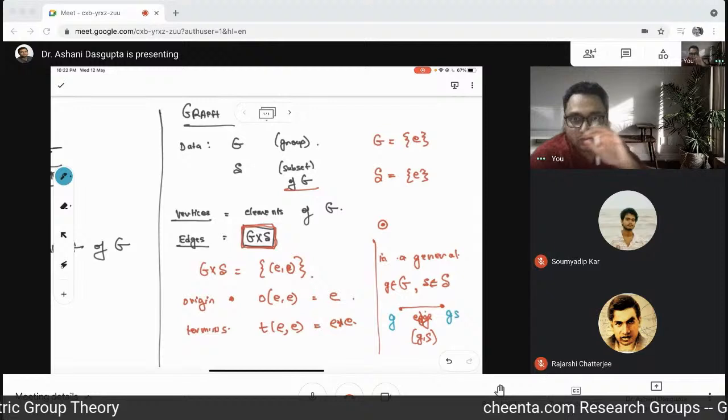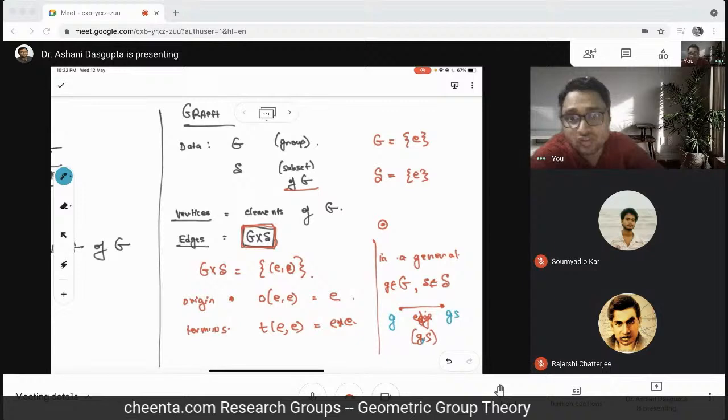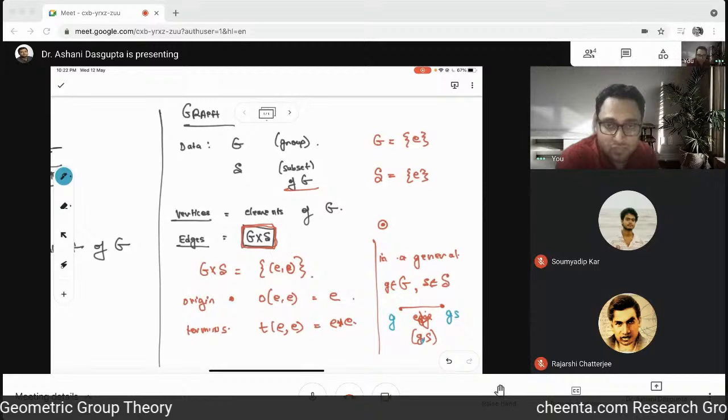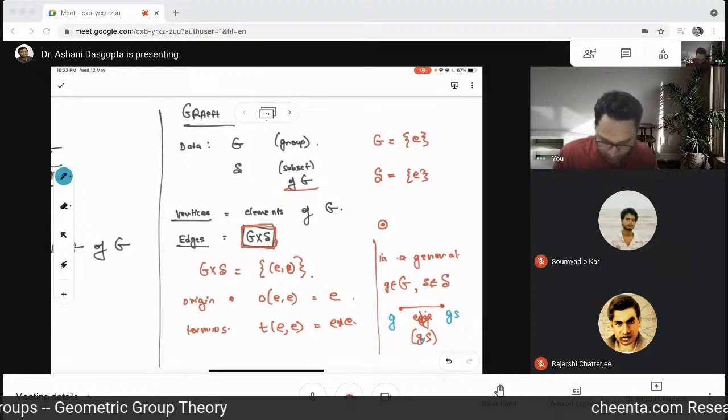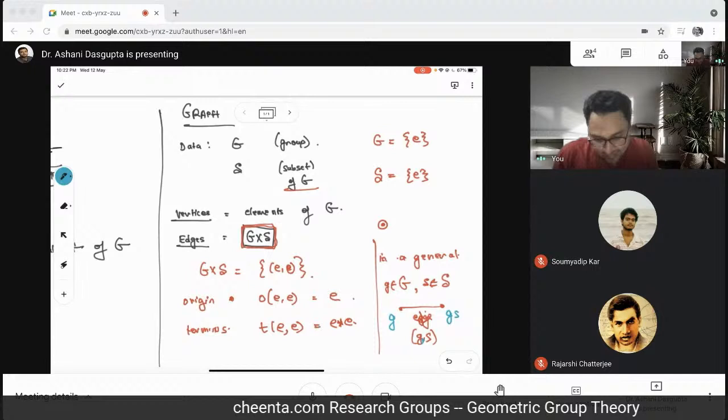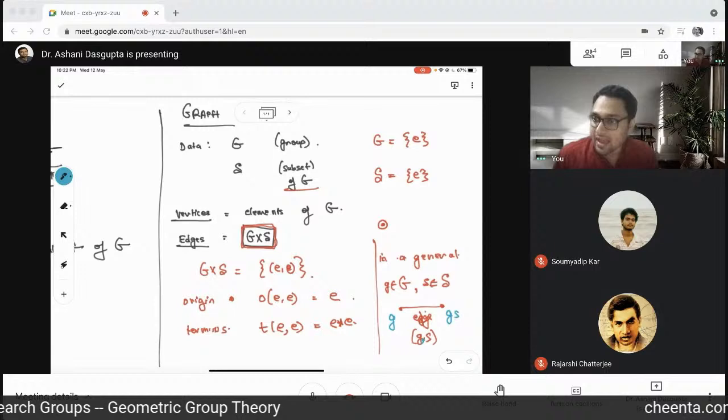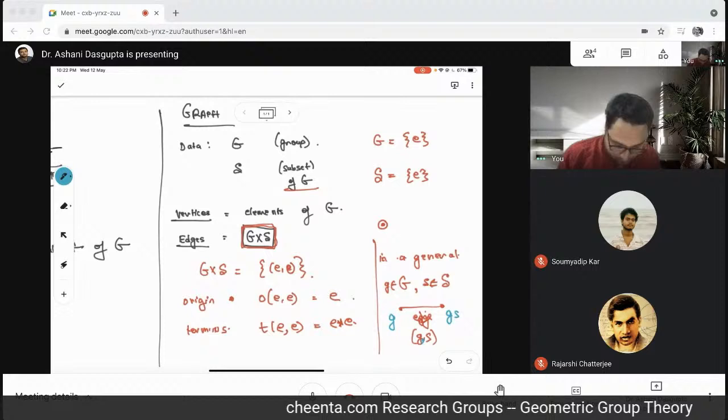Remember, if you want to define an edge, you have to tell where the edge is starting and where the edge is ending. So this is how it is defined, and I think it is in the beginning of the trees chapter. That's how he is setting up the stuff. He will be saying that this is exactly how he will be defining the origin and the terminus of an edge in a system. So you can double check that.